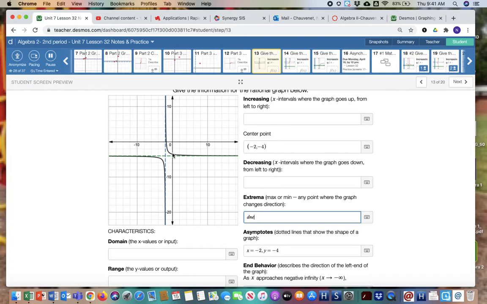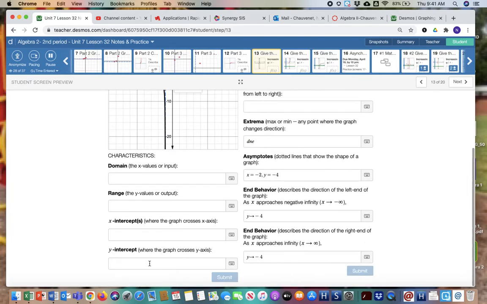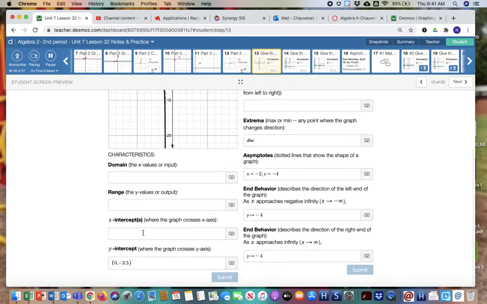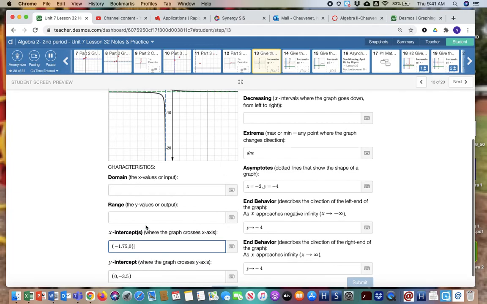Those should be the easiest things every single time. So there they are, (0, -3.5). Please make sure you write it like a coordinate point. It needs to be like a coordinate point. Okay, and then the x-intercept at -1.75, comma 0. All right.